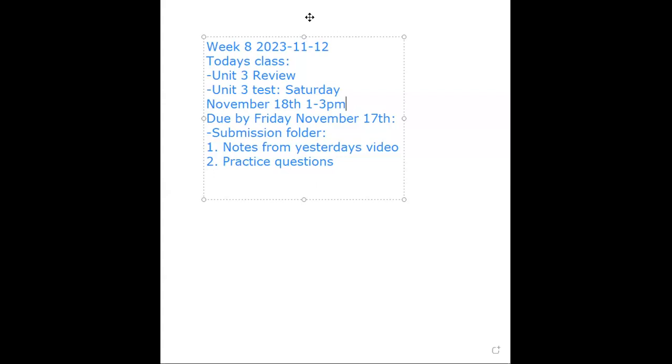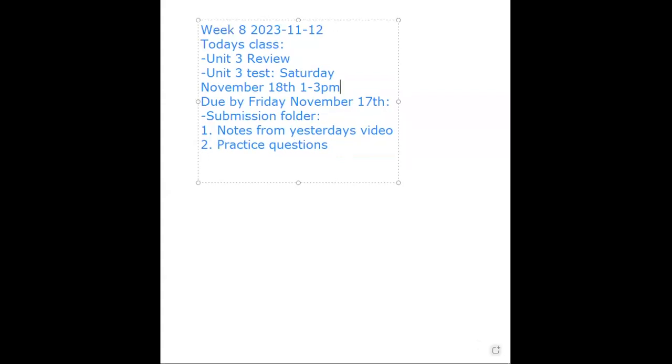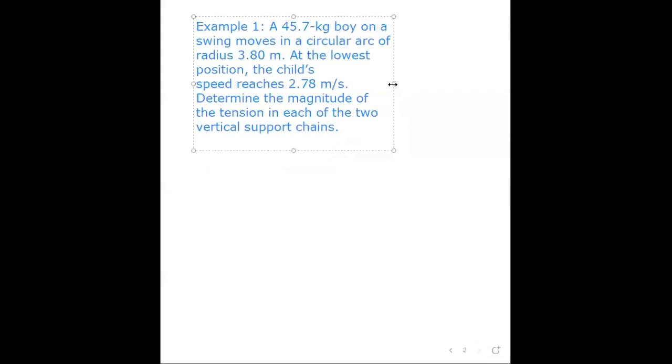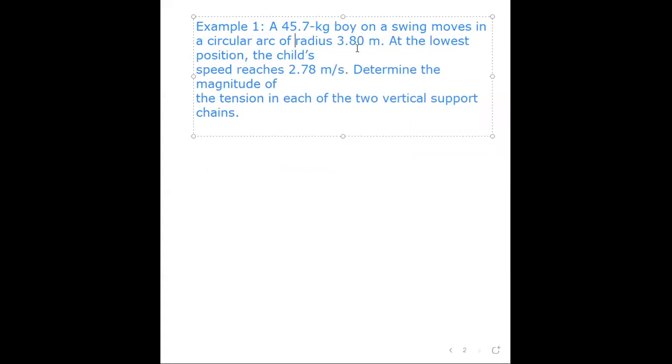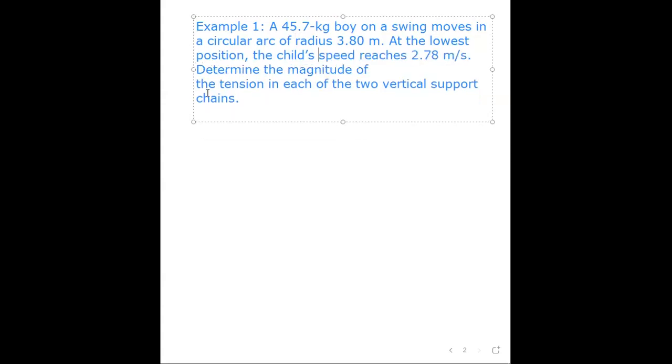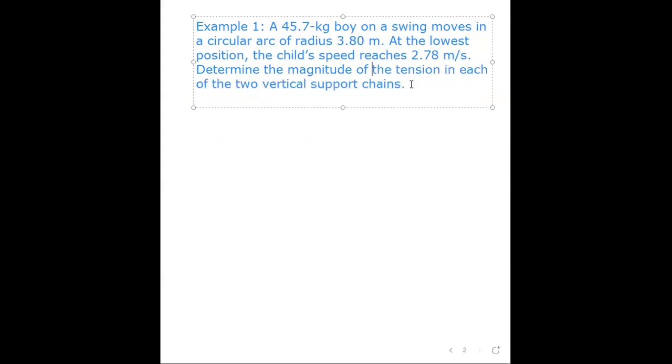Okay, so we'll go over this question here. It says a 45.7 kilogram boy on a swing moves in a circular arc of radius 3.8 meters. At the lowest position, the child's speed reaches 2.78 meters per second. The question says determine the magnitude of the tension in each of the two vertical support chains.